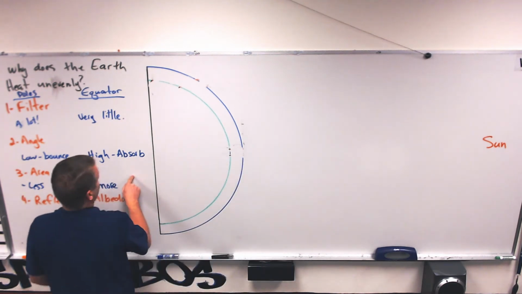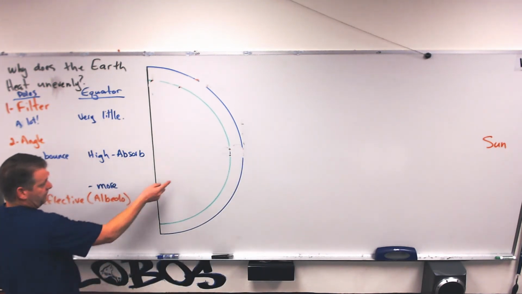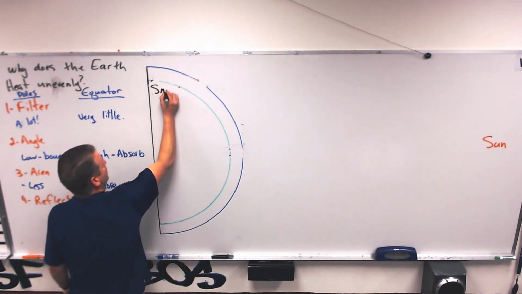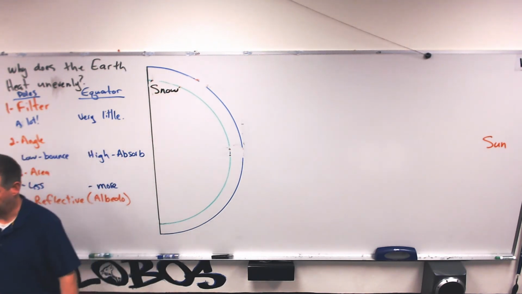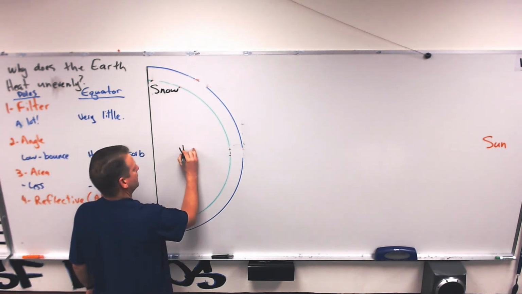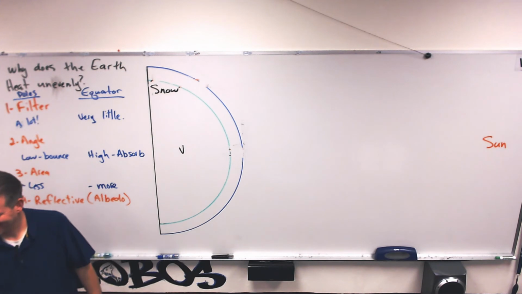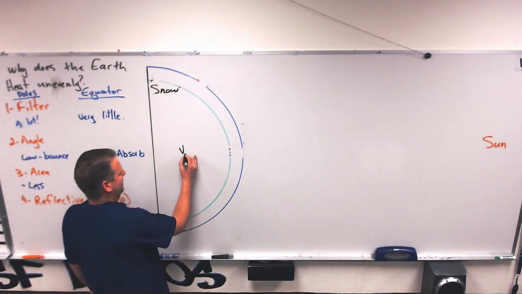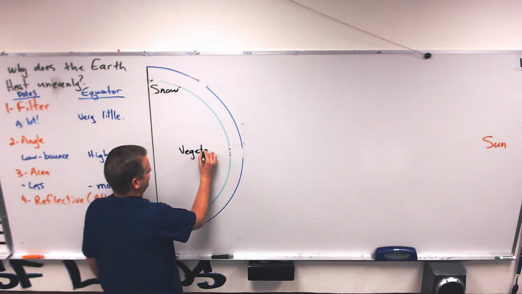Okay, so reflectivity. What about the pole? What's up there? Snow. Snow really reflective? Yes. What about down here, at the equator? Ice! At the equator, okay. Vegetation.